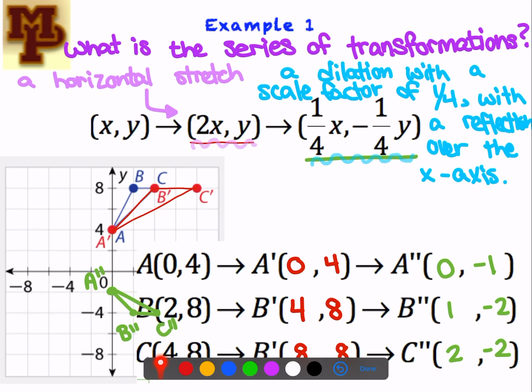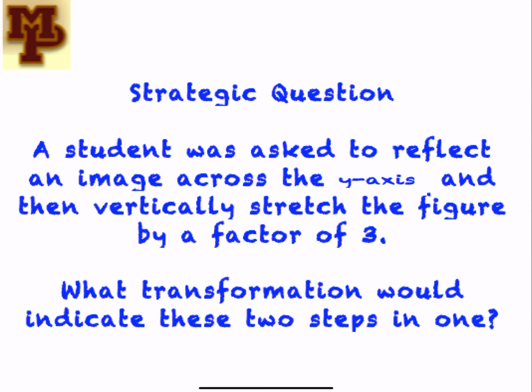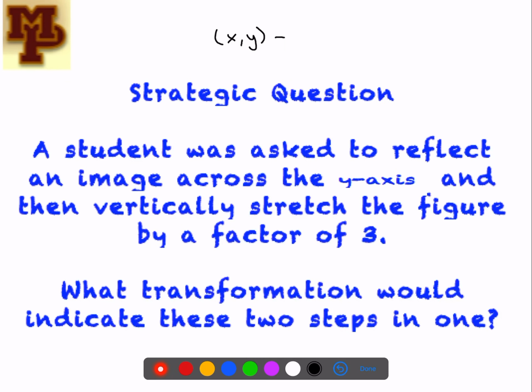All right, let's go ahead and try out our next one. A student was asked to reflect an image across the y-axis and then vertically stretch the figure by a factor of 3. What transformation would indicate these two steps in one? So what I am curious about is (x, y) becomes what, and I want to do both of these transformations that are inside the question in one parenthesis here. So go ahead and pause the video, try that one out if you'd like. Let me know what (x, y) turns into.